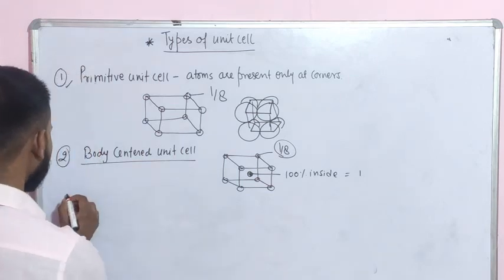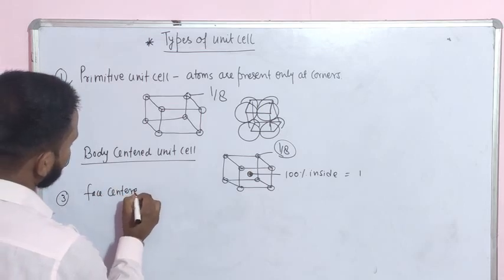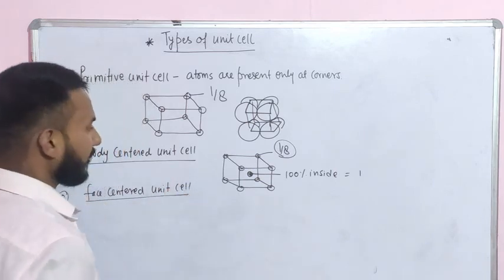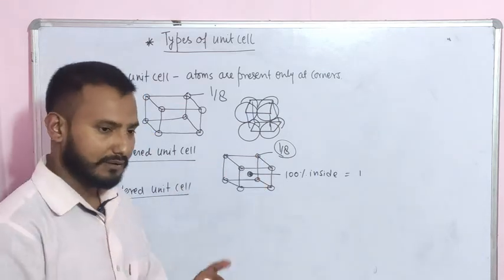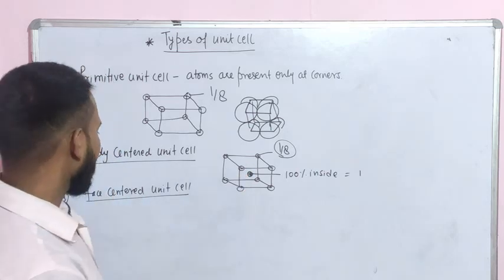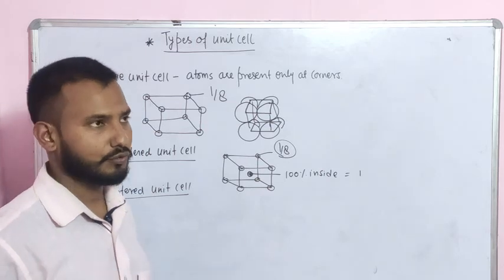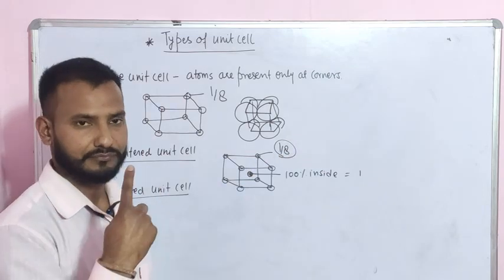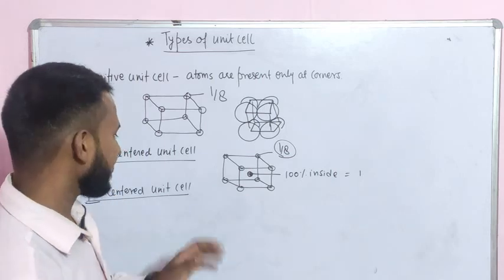Now the third one is face centered. Face centered unit cell. Okay. Similar to the body centered, atoms are present at corners, simple cubic. One atom will be present at the body, it is body centered. Now how many faces are present in a cube? You are sitting in a room, so how many faces does this room have? There are 6 faces, meaning 4 walls in which you are sitting, and one is the roof and one is the floor. So there are 6 faces.